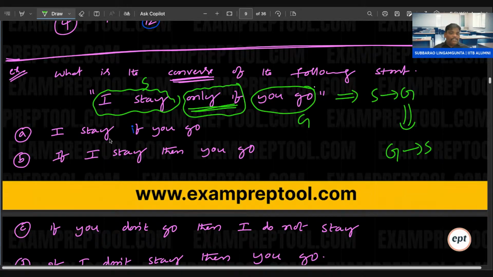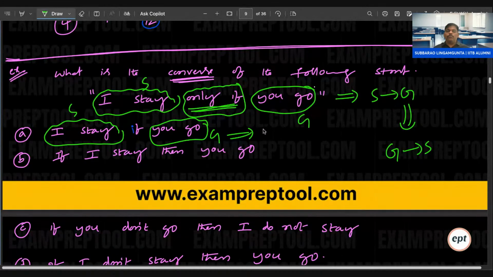Remember here, I stay if you go. This is going to be S. I stay, we have given the name as S. If you go, it's going to be G. So this will become Q if P. So this is going to be, I think, G implies S. Check.